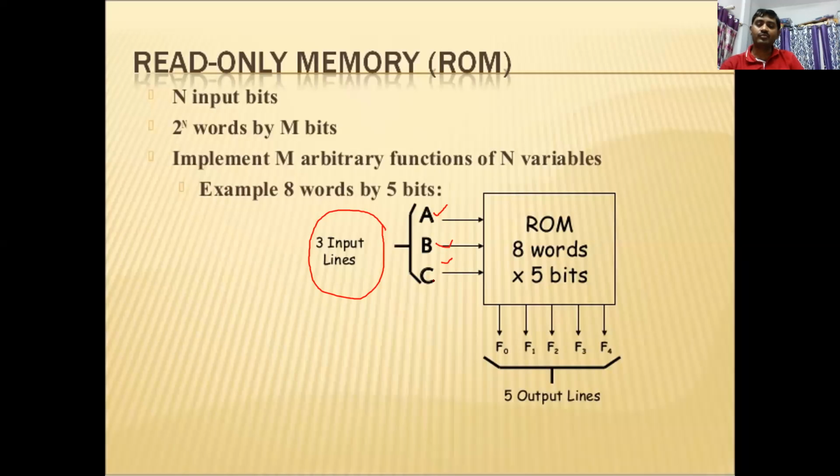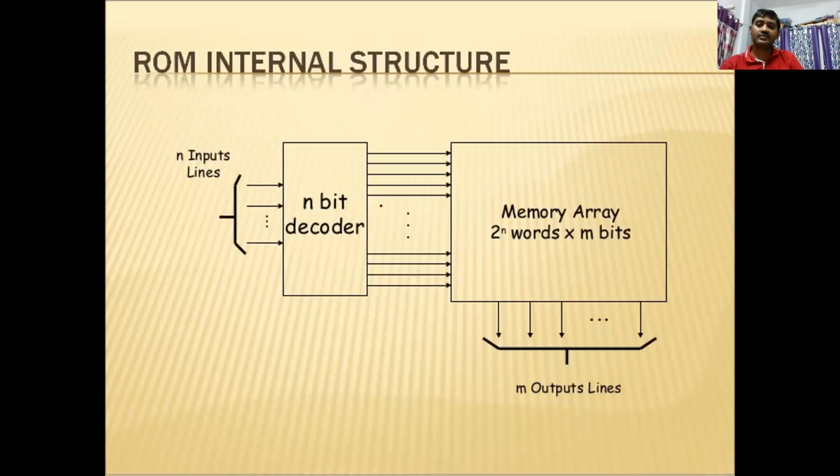With these 3 inputs, 2 power n words means 2 power 3, which is 8 words are possible, and each word is of 5 bits. So there are 8 words, and each has 5 bits, which I will call F0, F1, F2, F3, F4. See this structure: there are n input lines and 2 power n outputs, so we call it an n to 2 power n decoder.